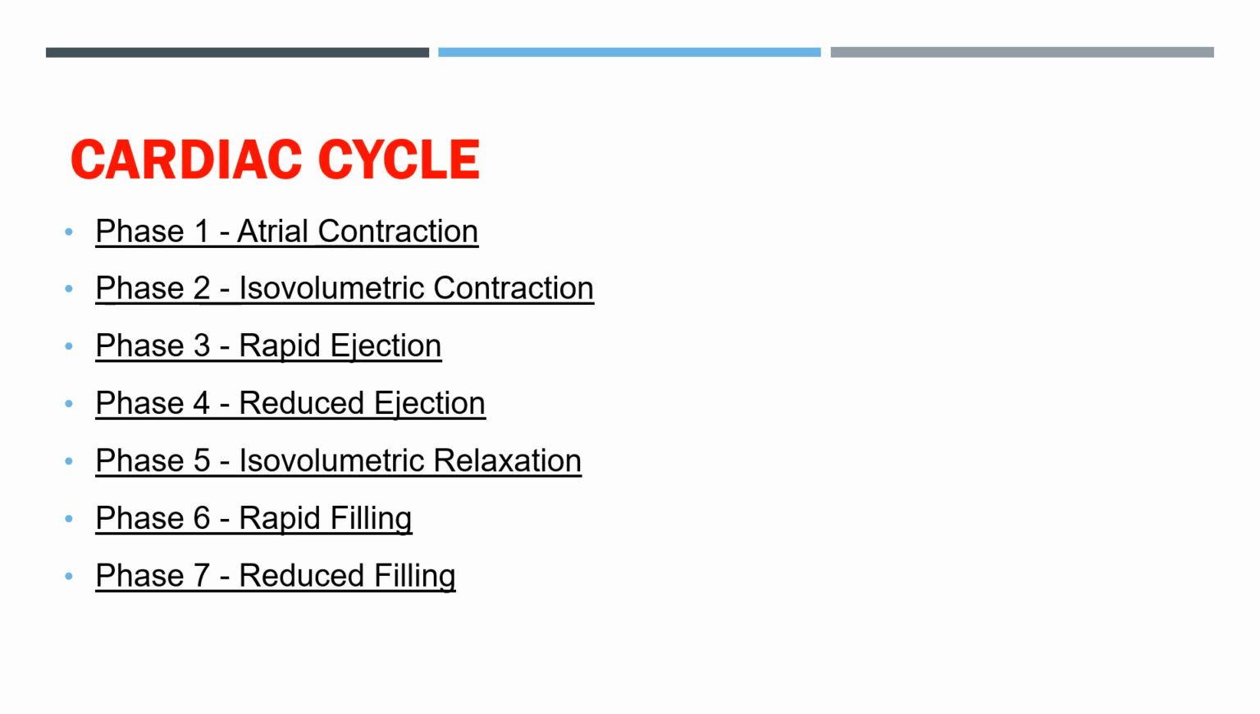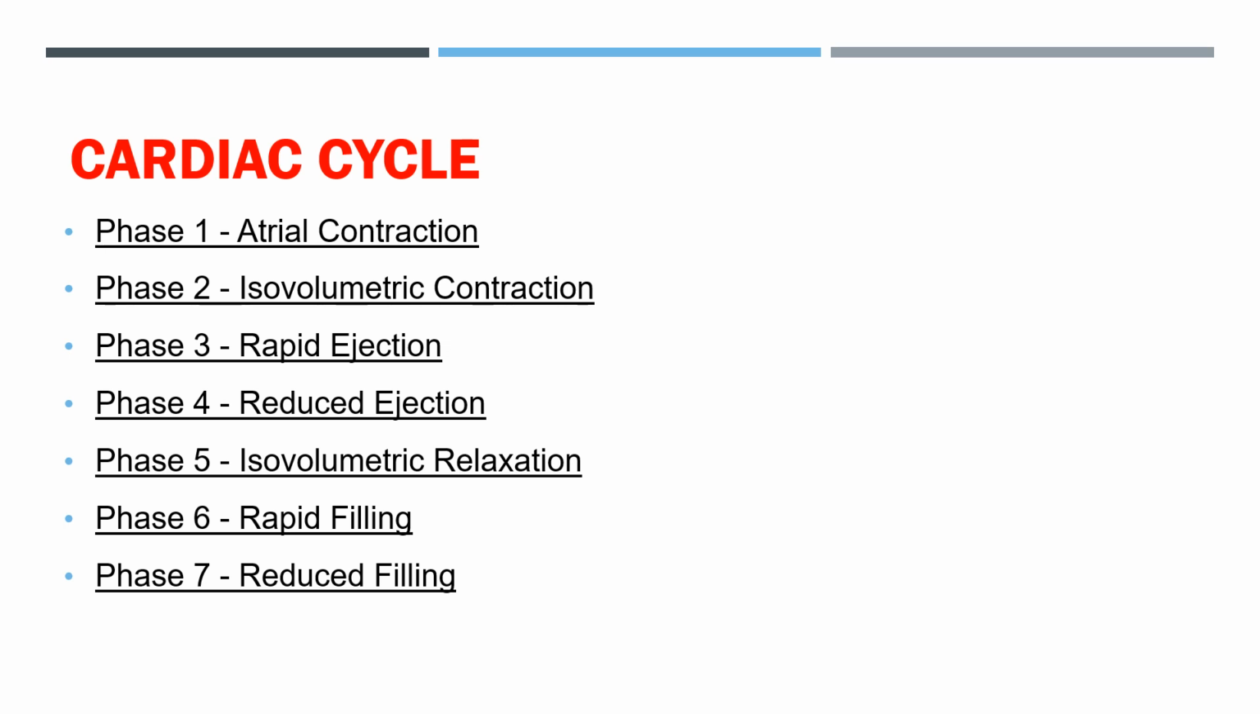Then comes the reduced filling. After the rapid filling of the ventricles, the remaining 30% of the blood in the atria gets filled into the ventricles by atrial kick. So these are the phases of the cardiac cycle.